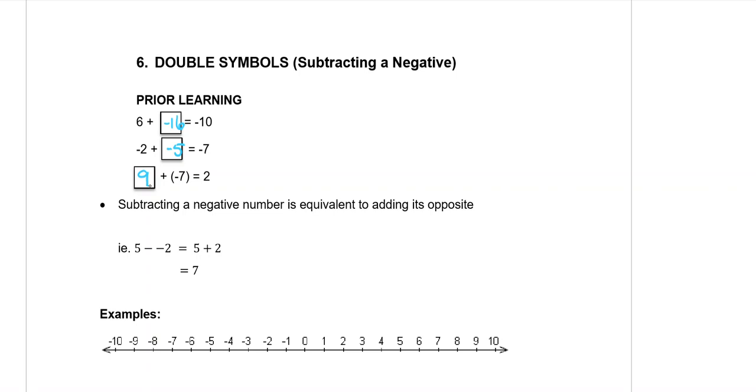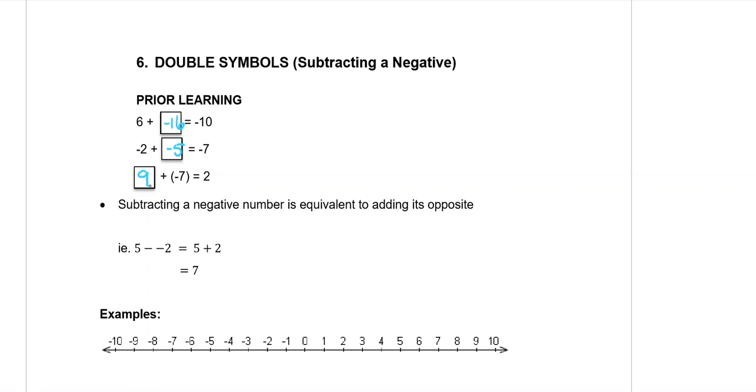All right, so that was a little quick recap. And you'll notice in each one of these questions, it ends up that you have a plus and a minus next to each other. And that's what we were doing last lesson. Those two symbols, when they're next to each other, always make a minus sign.